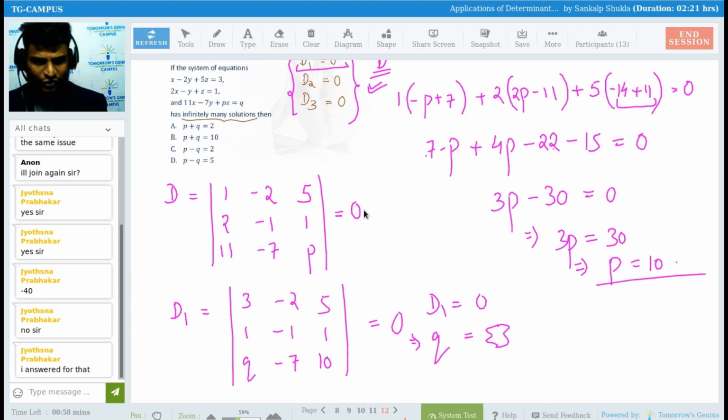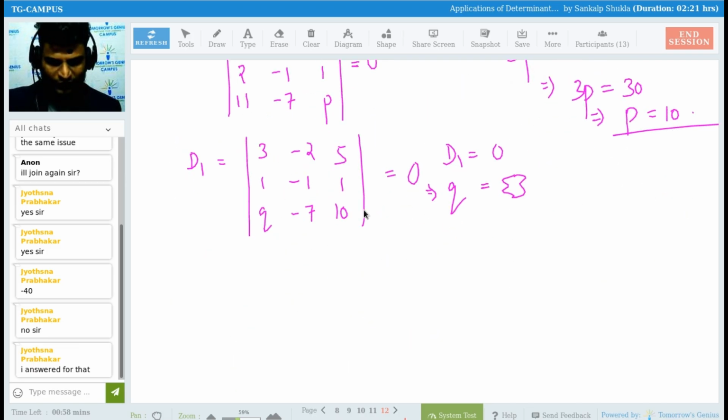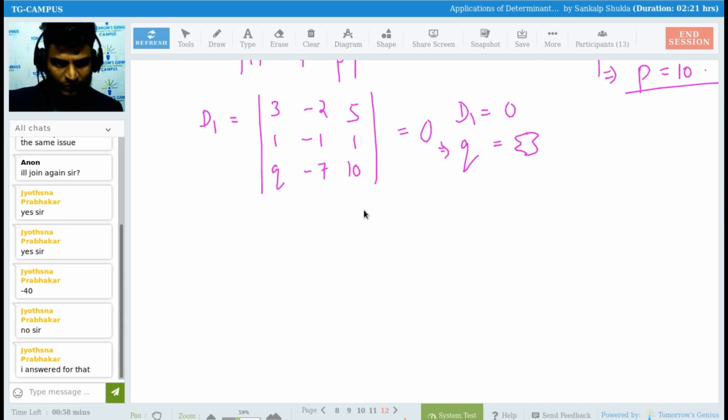Has anybody got the answer for Q? Or do I have to solve it? Fine, I'll do it by myself. As if I am going to write the JEE for you.